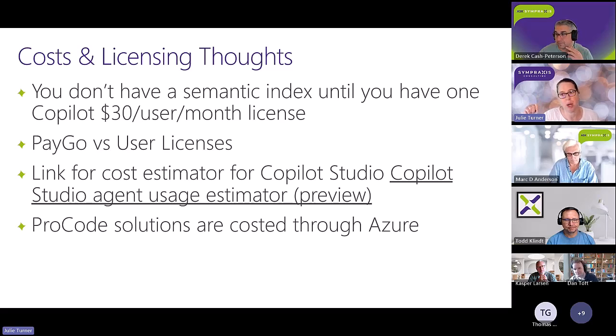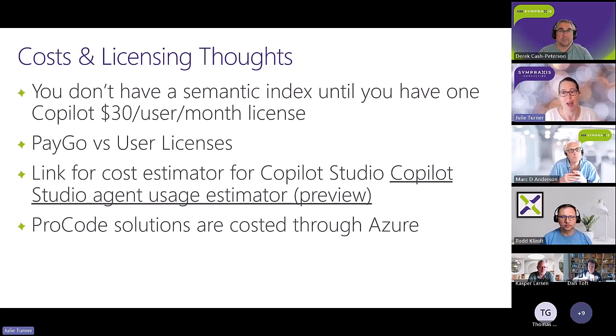One of the things we sort of talked about all along, and I saw the question in the chat, but I sort of put it aside because I knew we were going to talk about this. There is now a change where you can buy Copilot licenses per user, or you can do a pay-go model. As of today, and this may change, you can't just purely go to the pay-go model and have the semantic index. You have to have one user license at $30 per user per month before the semantic index gets built in your tenant.